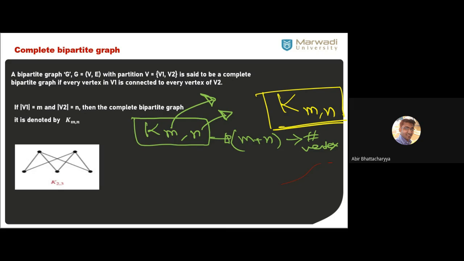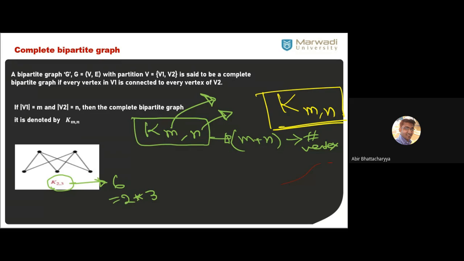So what is the total number of edges? For K 2,3, what's the total number of edges? 6. Okay. For K m,n, what's the total number of edges? M into N. Very good. M into N. Why? Because for K 2,3 the total number of edges is 6. How is it fixed? 6 means 2 times 3.